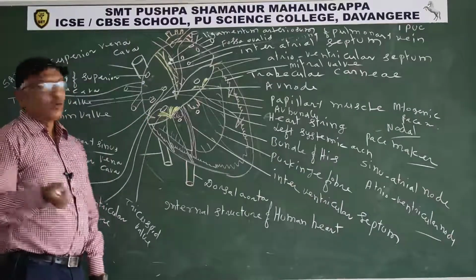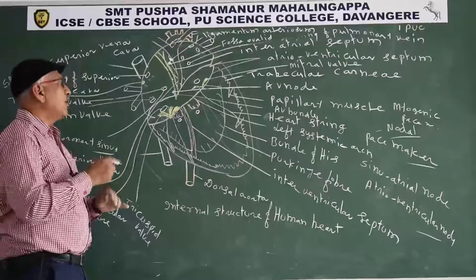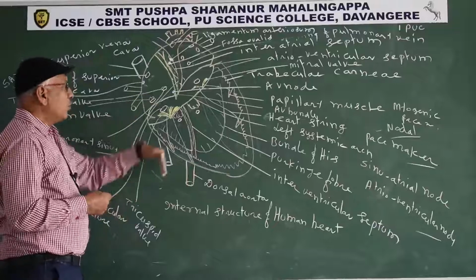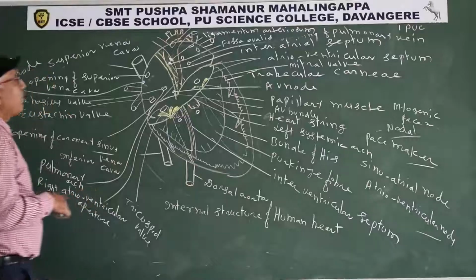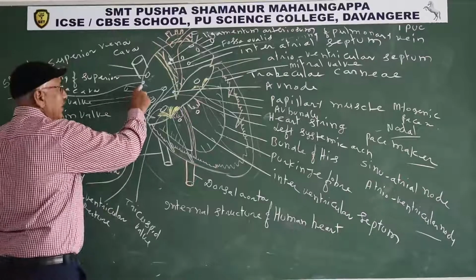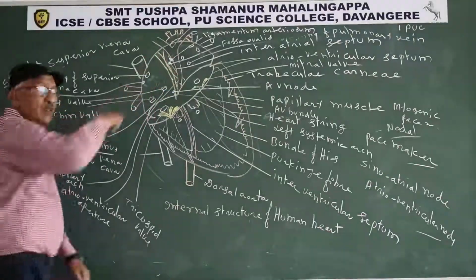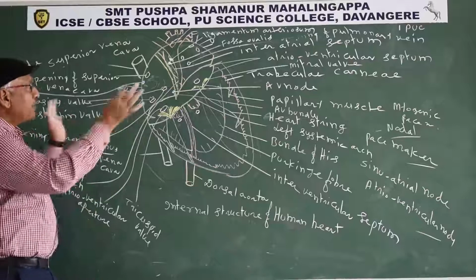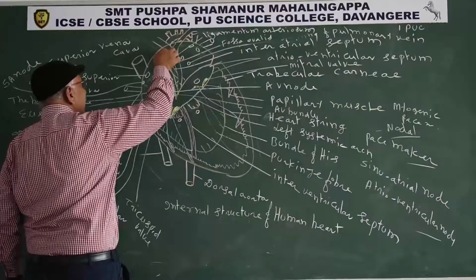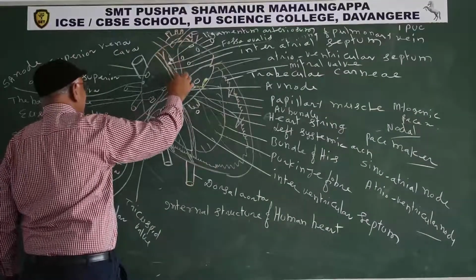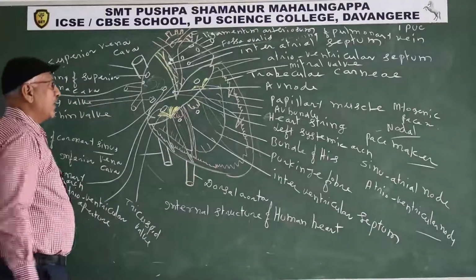SA node is the true pacemaker. AV node acts as a relay station. Simply, it transfers the wave of contraction to the ventricles. That's why the AV node acts as a relay station. The wave of contraction generated in the SA node spreads in the form of concentric rings all over the atria. At that time the atria undergo contraction. During atrial contraction, the wave of contraction enters the interatrial septum. From the interatrial septum, the AV node receives the wave of contraction.